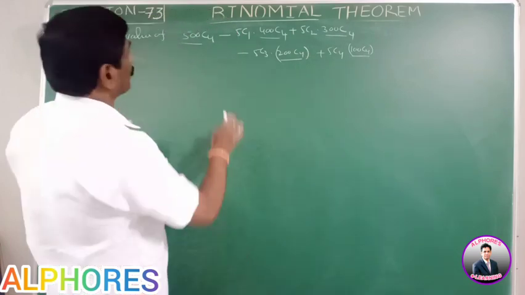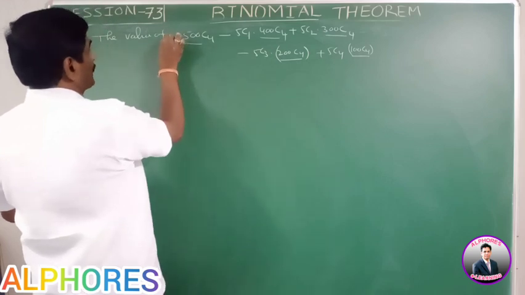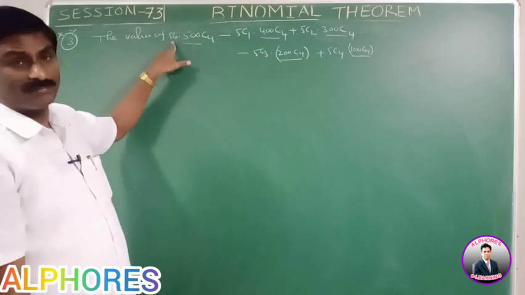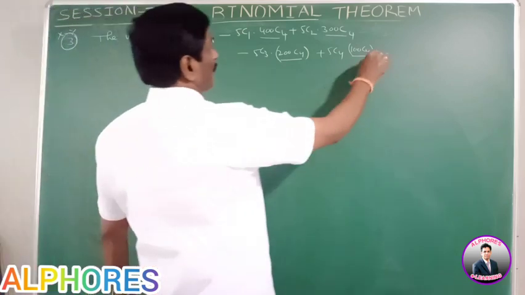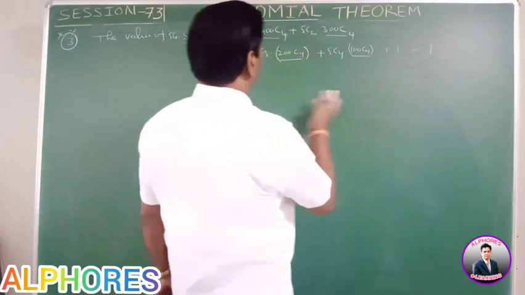What are the first terms? 5C1, 5C2, 5C3, 5C4. Here, what is the meaning of 1? 1 means 5C0 into 500C4. Any doubt in this value? Here, 5C5 is missing. For 5C5, by adding 1 and subtracting 1, we complete the sequence.